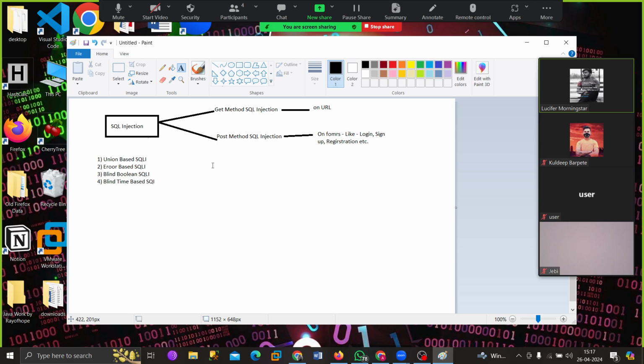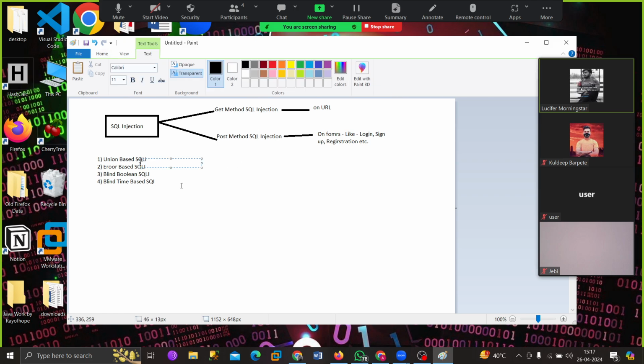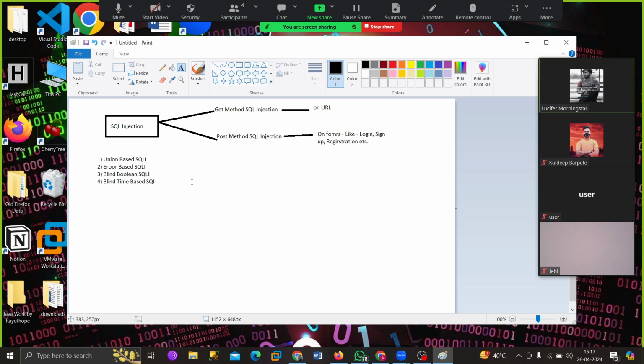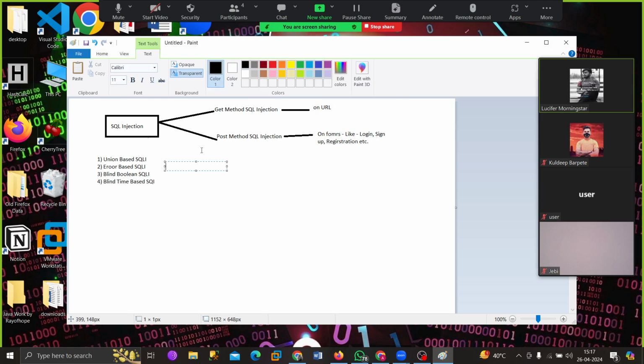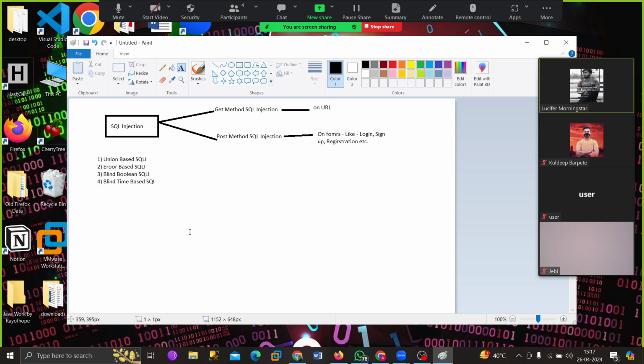Now, how many types of SQL injection could it be? Union for GET, one for POST, and so on. So there are eight types of SQL injection that we can perform. Eight types of SQL injection can be there. Okay.